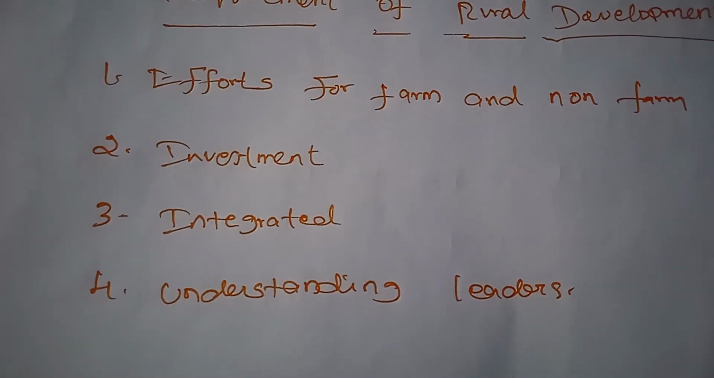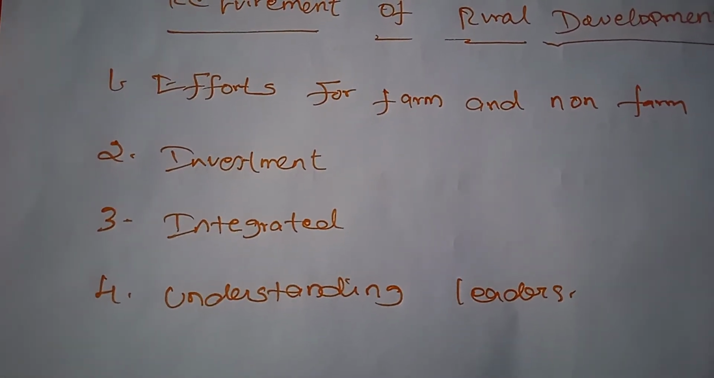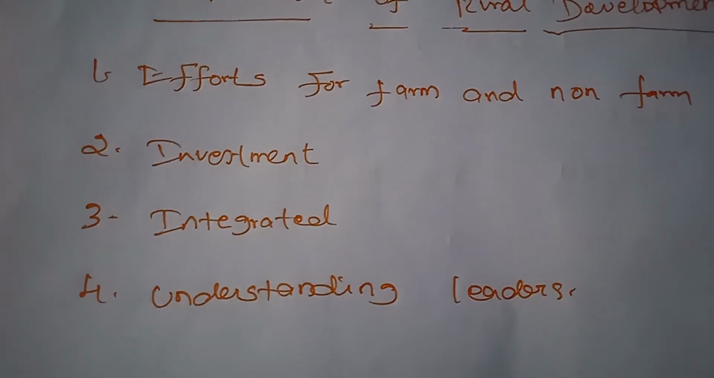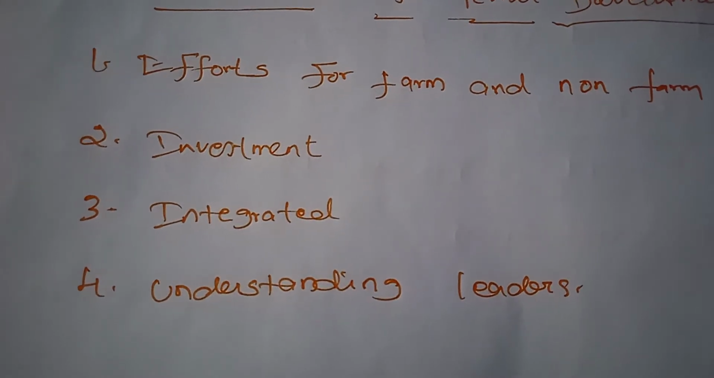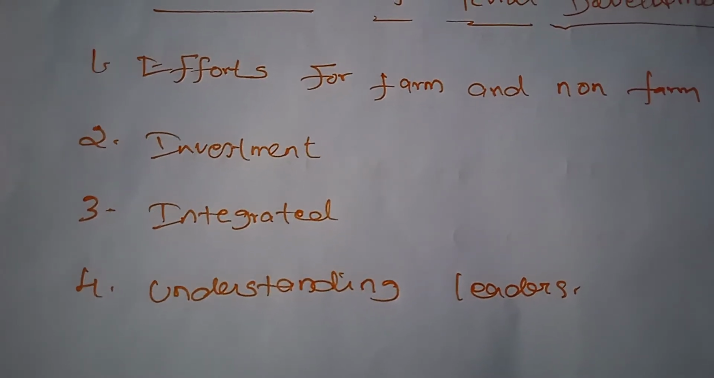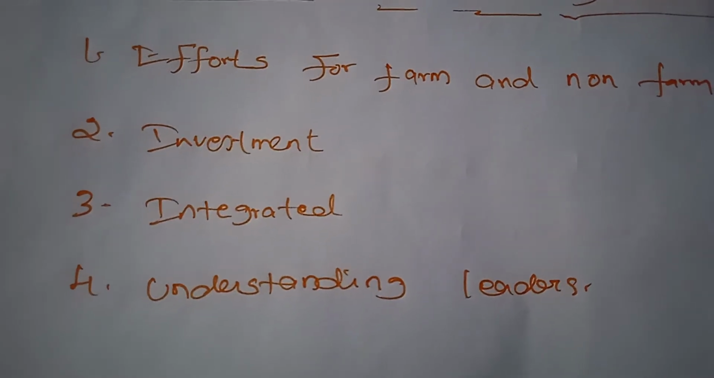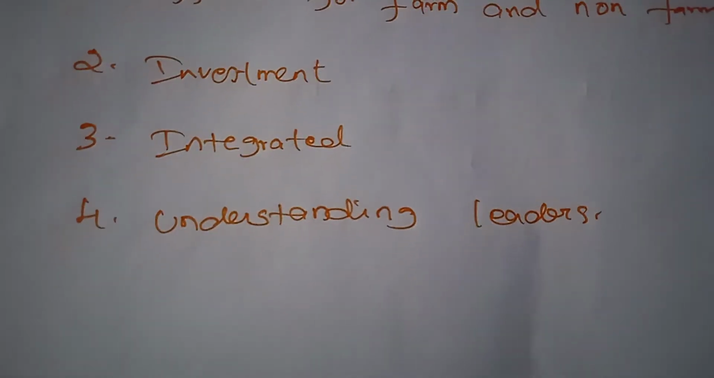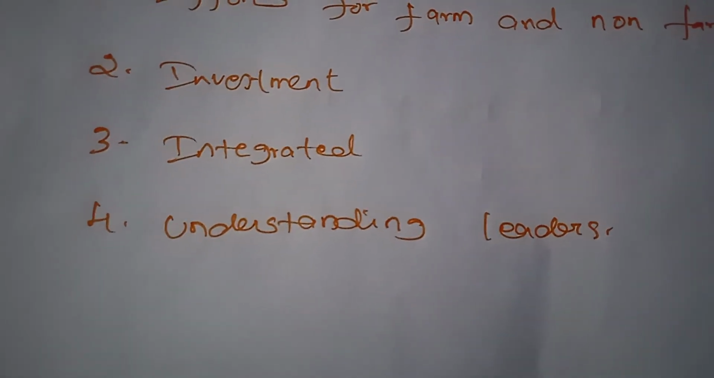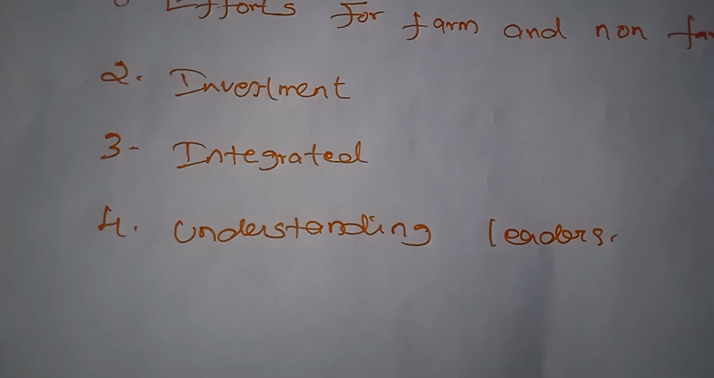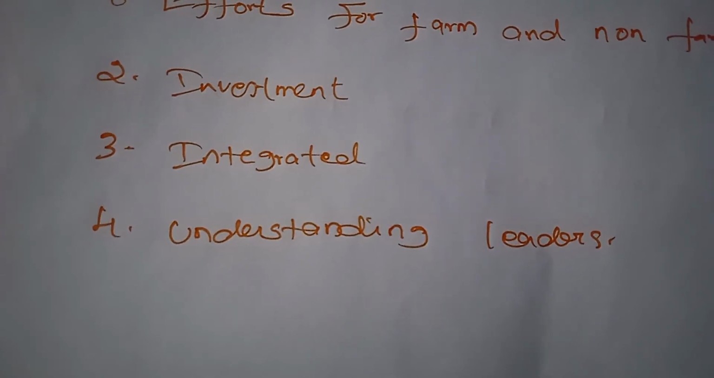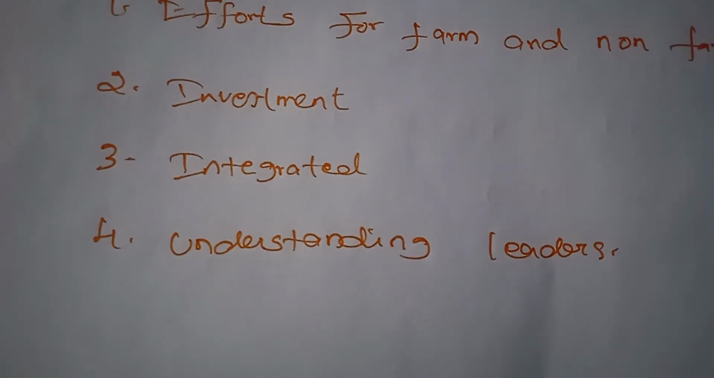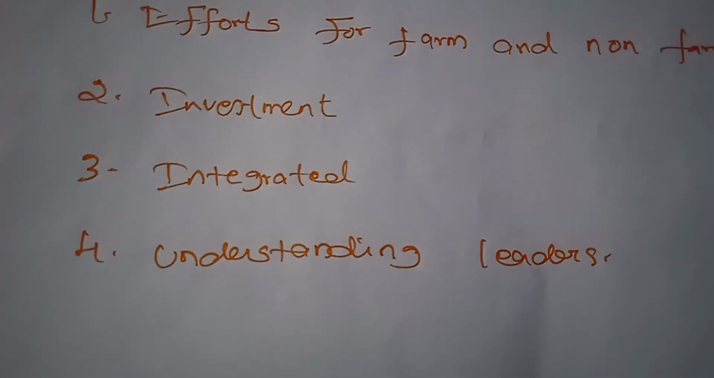Next, investment. The investment in basic infrastructure and social services needs to be increased. Next, coordinated and integrated programs for solving the present problems and to achieve sustainable development have to be designed. Next, understanding leaders. The persons and leaders with an understanding of the reality of rural problems and with the required foresight and vision should be consulted while designing the development programs.